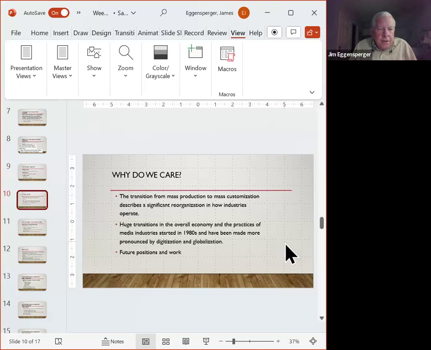Why do we care? Well, the transition describes a significant reorganization in how industries operate and how they make money and how much money they make, and how you have to be very fleet of foot. You have to be very nimble to stay in the industry because things change so quickly. Big transitions in the overall economy.